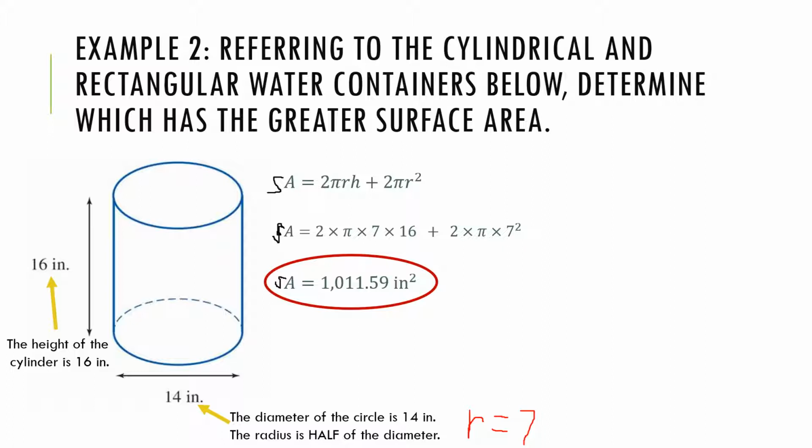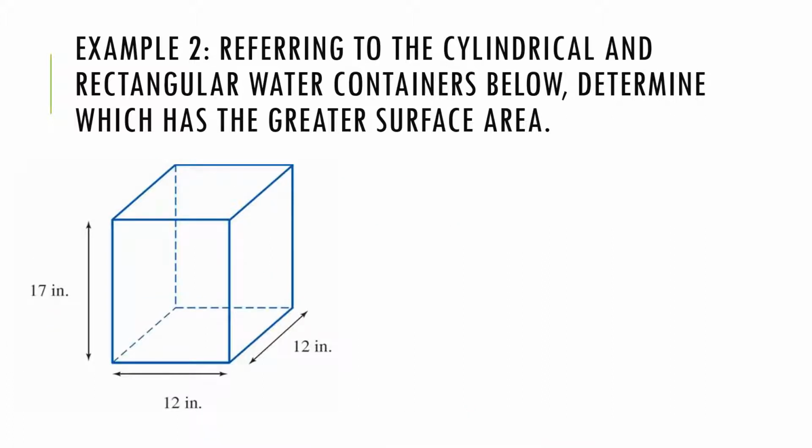Alright, so now we know the surface area of the cylindrical water container. Now we need to figure out the surface area of the rectangular container, and then we'll figure out which one is greater. If you're dealing with a rectangular container or a box, you don't need a formula to find the surface area. All you need to do is figure out the area of each one of the sides of the shape and then add all of those together.